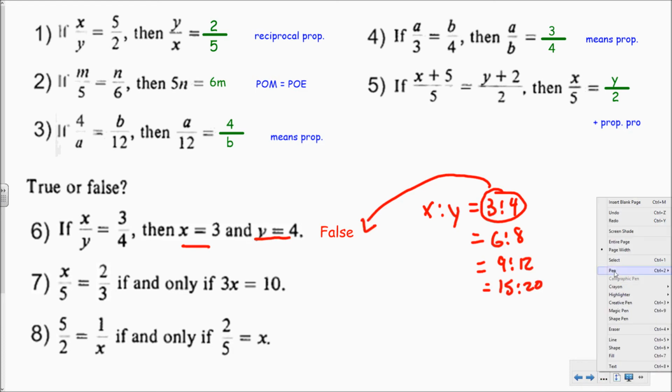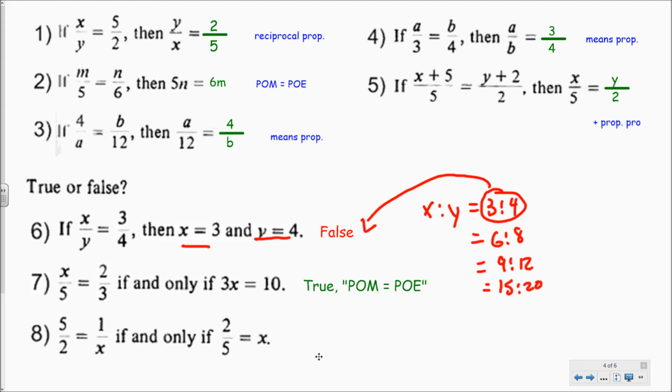Okay. Now, in the other two, I have these. If and only if, meaning it's equivalent to say that 3x equals 10 as it is to say this proportion. That's actually true using the product of the means equals the product of the extremes. 3 times x would be the product of the extremes, and 5 times 2 is the product of the means. And in the last one, if I look at this, 2/5 is just the reciprocal of 5/2. So the reciprocal of 1 over x is actually x over 1, which reduces to just x. So this is true by the reciprocal property.